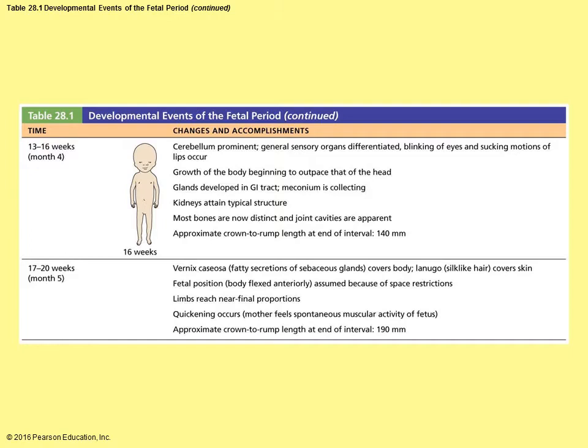Glands are developing in the GI tract. Most of the bones are now pretty much distinct. You can tell where the joint cavities are in month 5. Now what is happening is the limbs are reaching pretty much near final proportion, not size but proportions. The developing fetus tends to move into the fetal position where it's bent or flexed forward. That's because of space restrictions. Usually the mother at this time has been able to feel movement.